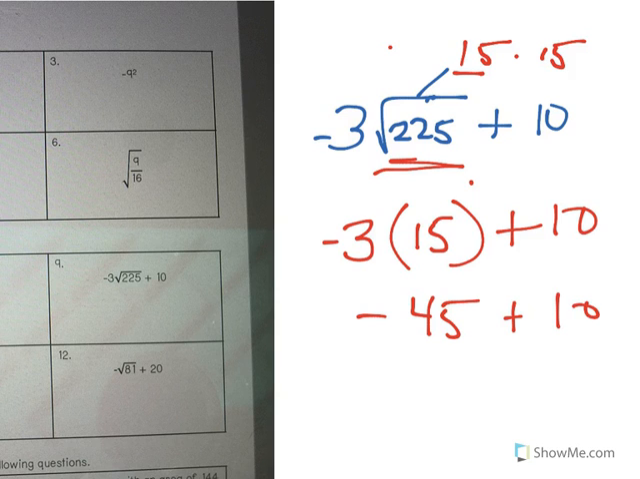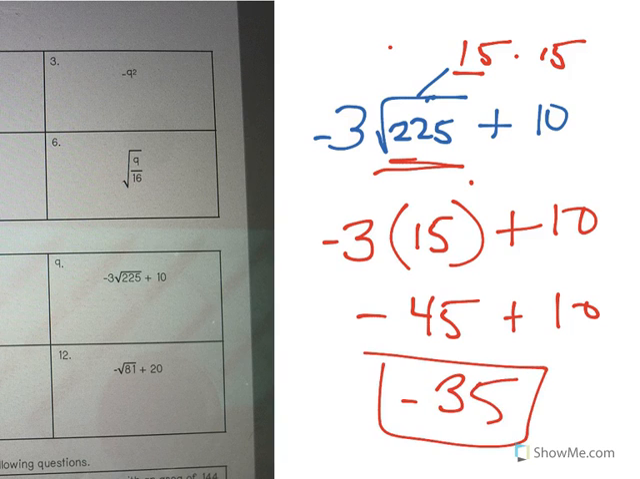Signs are different, so I know to subtract. The bigger guy wins. So that's a negative 35 right there. Okay? And that's not so bad. And that was problem 9. Let me do for you problem 6.